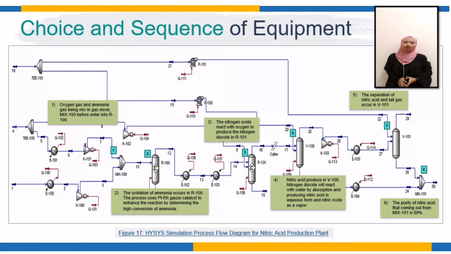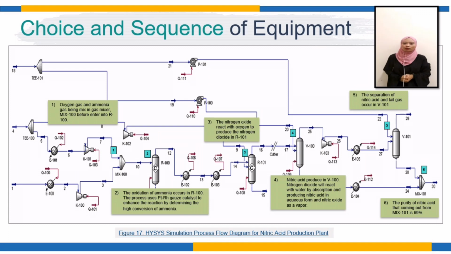Moving on to the next slide, we have the choice and sequence of the equipment. Figure 17 here shows the HYSYS simulation process flow diagram for the nitric acid production plant. Ammonia gas and oxygen gas feed into the inlet stream and are mixed in mix 100 before being heated to 900 degrees Celsius in catalytic converter R100 in order to form nitric oxide. The reaction that occurs in R100 is known as the oxidation of ammonia. The process uses a platinum rhodium quartz catalyst to enhance the reaction by ensuring a high conversion of ammonia.